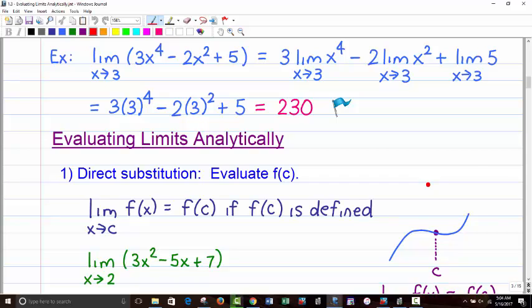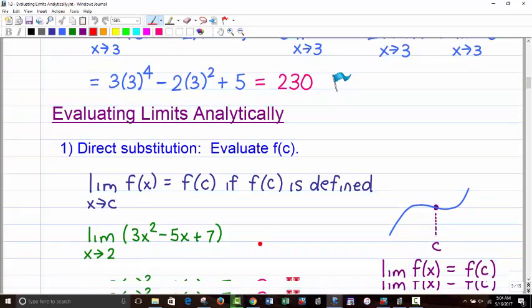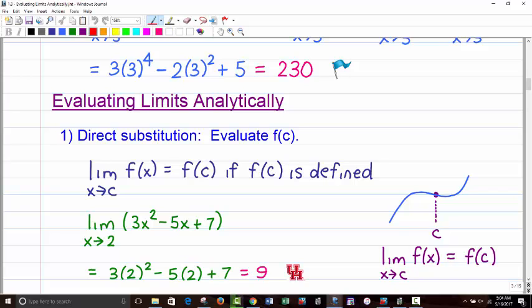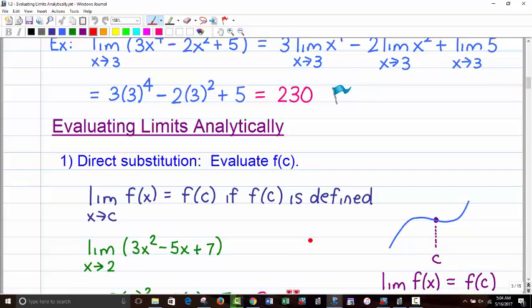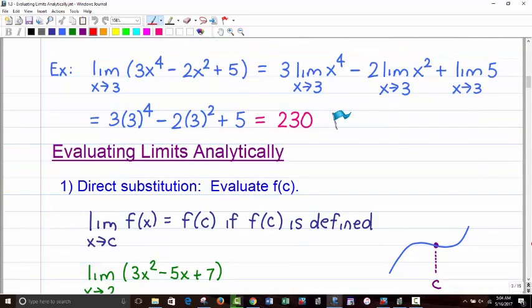Like, for example, this limit of x approaches 2 of 3x squared minus 5x plus 7, you just put 2 in there. So it'd be 9. And that goes back up to this problem, which, yes, the better way to do this problem would have just been to plug 3 in for the x, and that's essentially what happened anyway. So you would not need to go through all that business of splitting it up into 3 pieces.